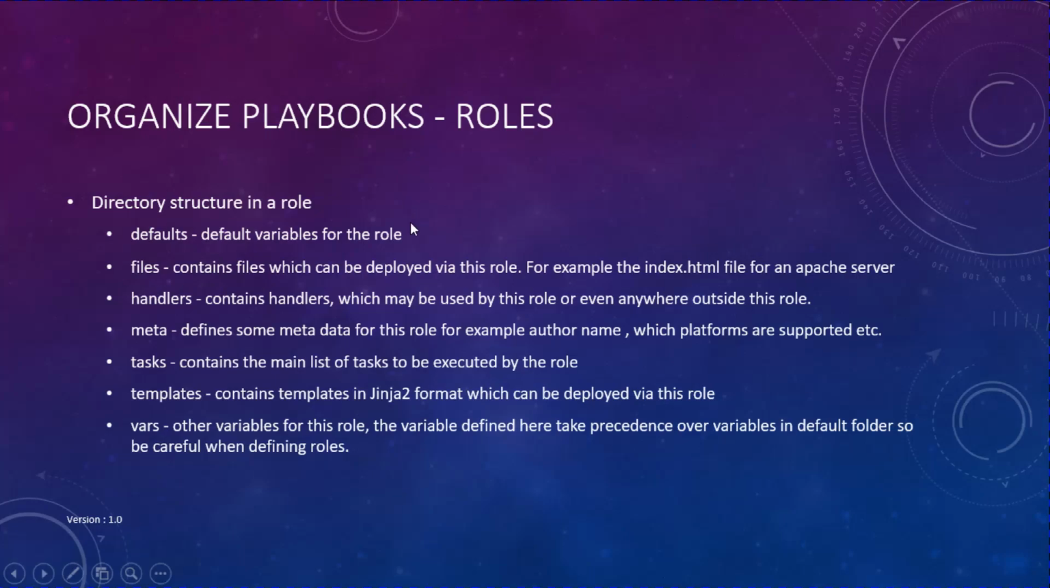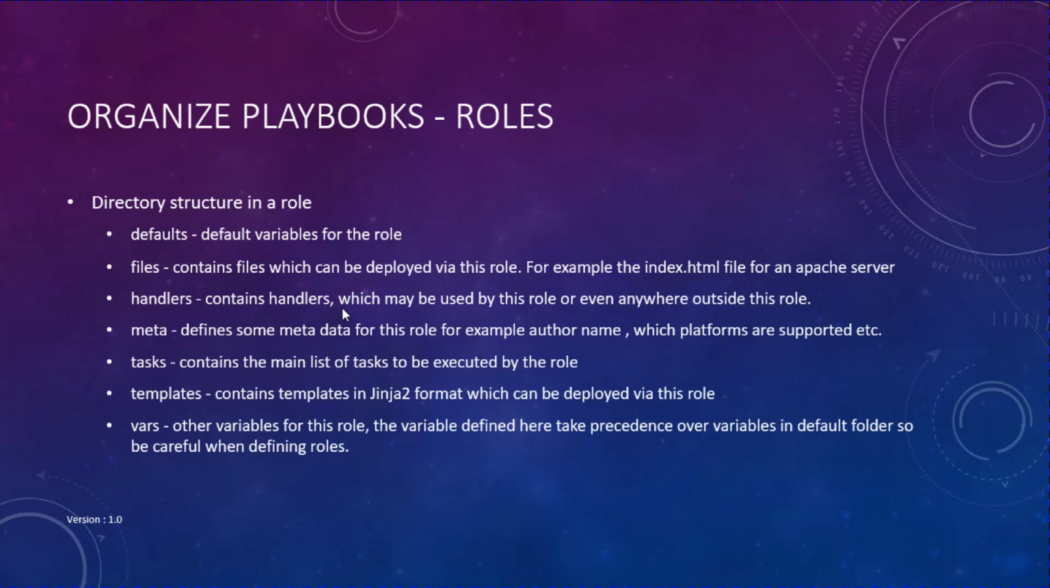Now going back to the slide, first we have the defaults subdirectory, which holds all the default variables for this particular role. Then you have the files subdirectory, which will contain the files which can be deployed via this role, for example, the index.html file for an Apache server. Handlers will contain handlers which may be used by this role or even anywhere outside this role as well.